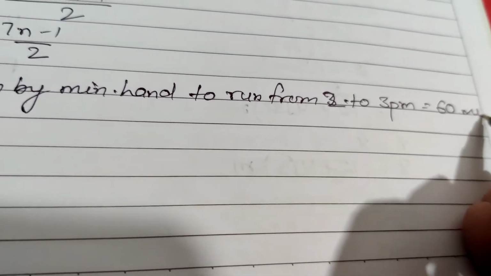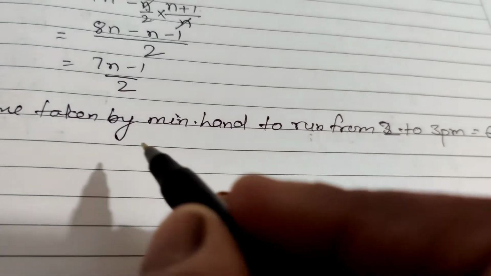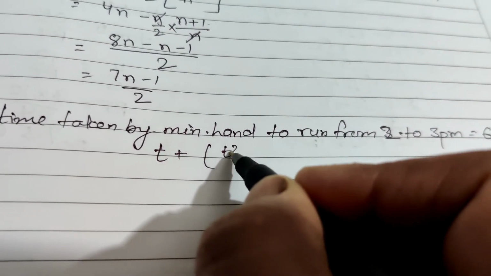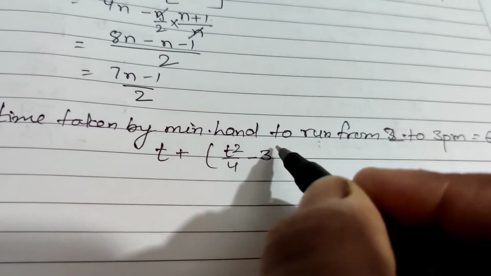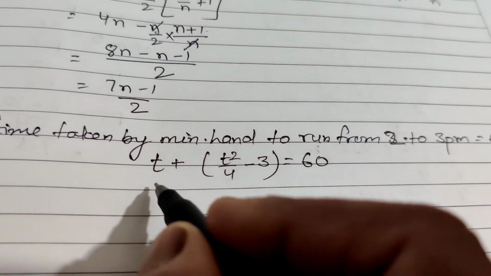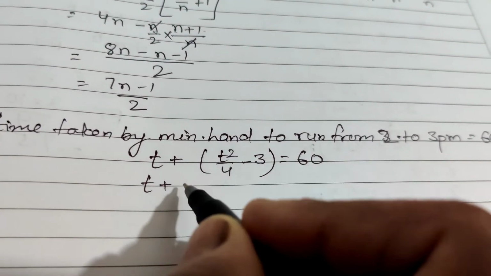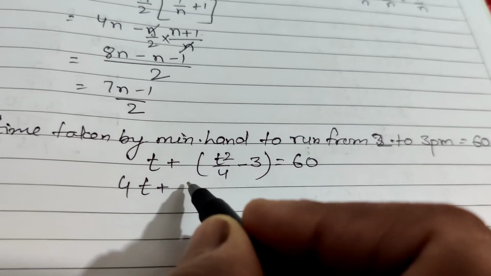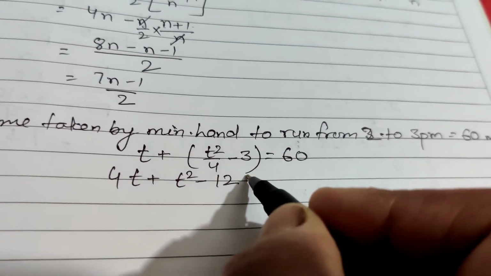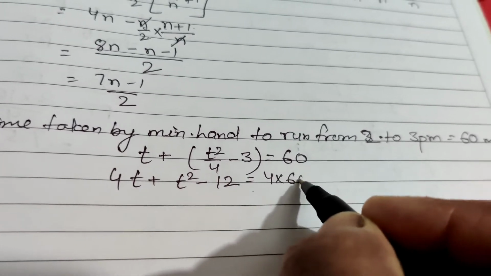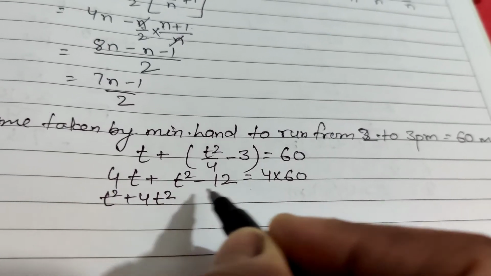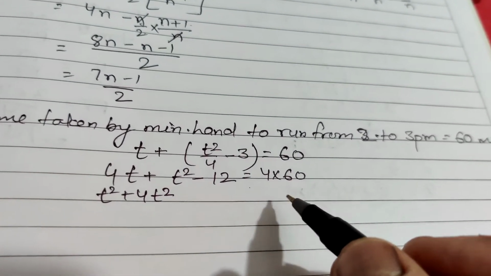Okay. Now according to the question, t minutes past plus 3 minutes less than t square by 4 equal to 60. This is the equation. Okay. Solve: t plus t square by 4 minus 3, multiply by 4, it means 4 into 60. t square plus 4t minus 12 minus 240 equals t square plus 4t minus 252.